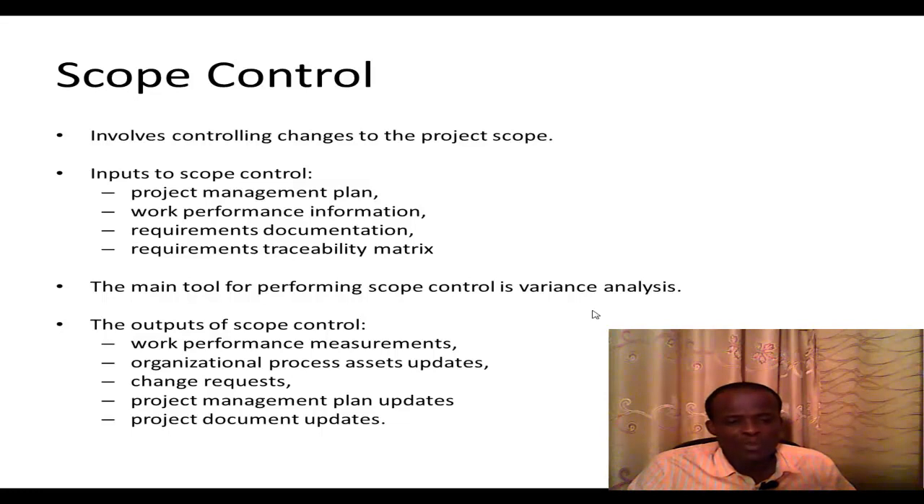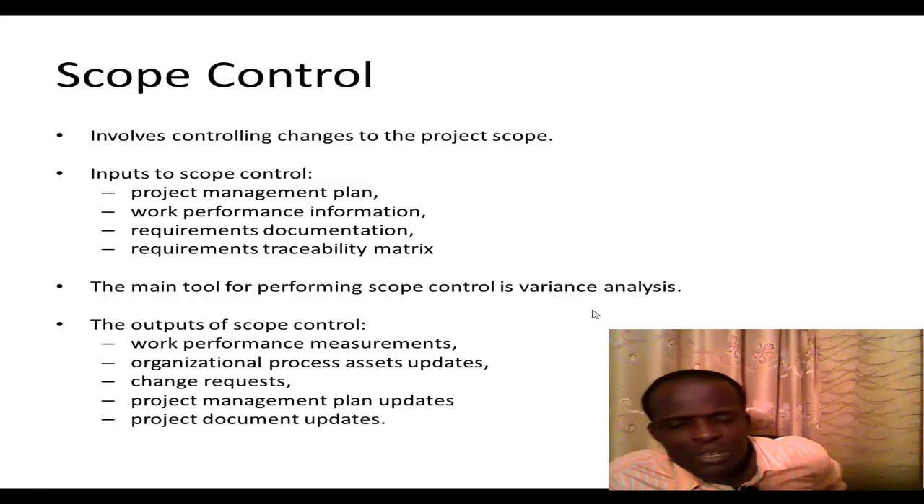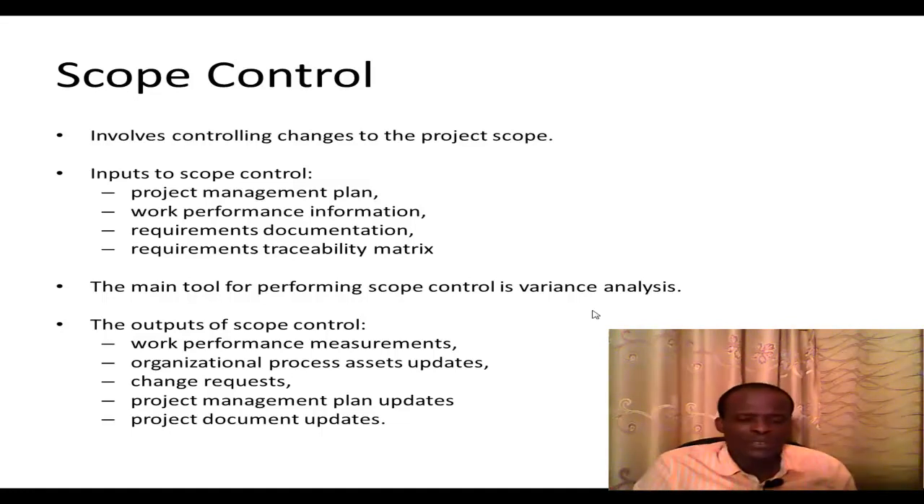And the main tool for performing the scope control is variance analysis. So that is, you look at whatever the planned scope is, and how the actual scope is varying or deviating from the planned scope. And so if there are any changes or variations that are not within the threshold that's wanted, then of course some action should be taken.